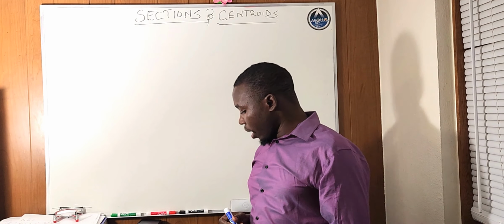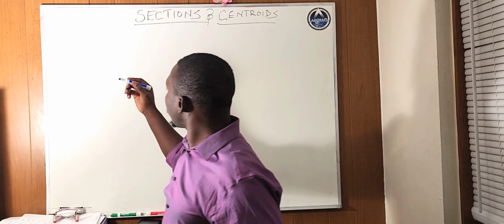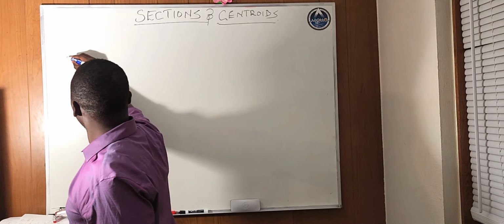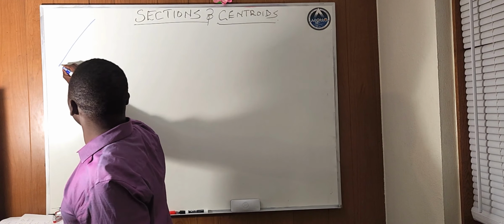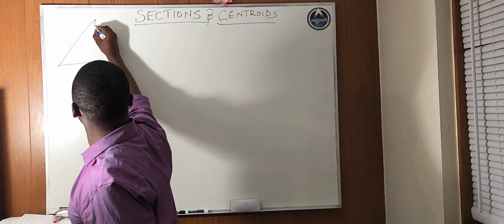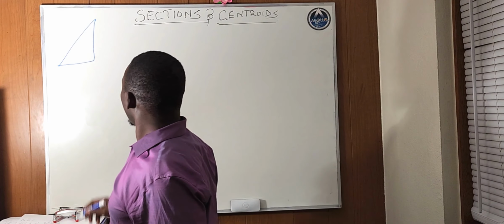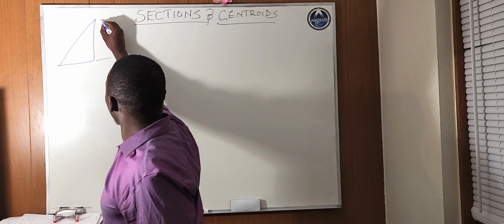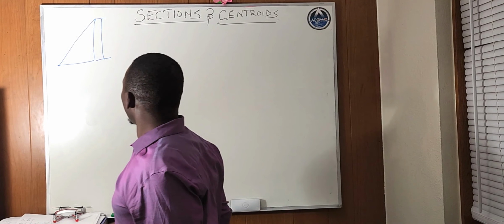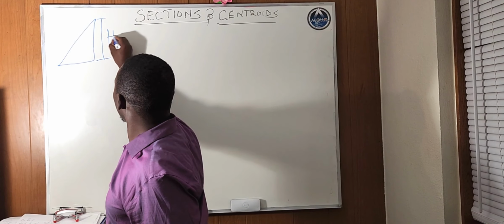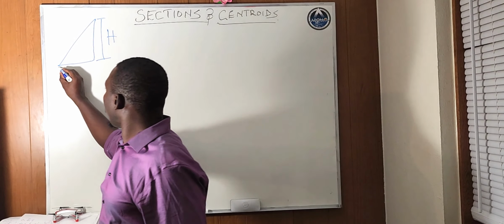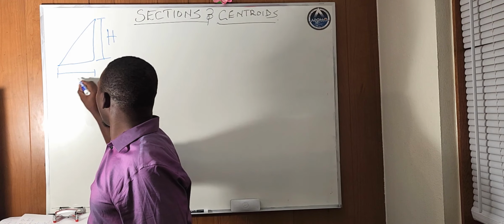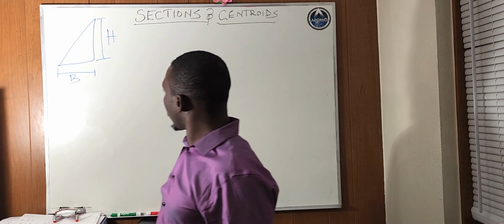Let's start with the triangle. Let's have a right angle triangle. Let's call this the height h, then the base should be b.